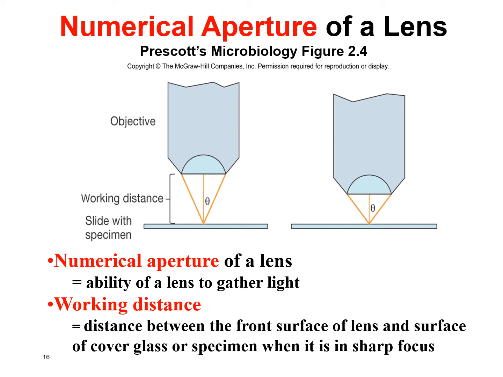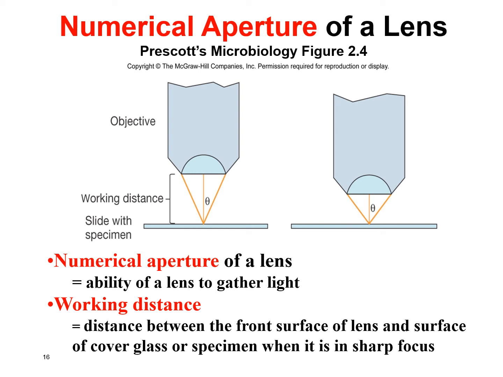Okay, so what is the numerical aperture of a lens? This is defined as the ability of a lens to gather light. So the lens on the left has a smaller numerical aperture. It's not able to gather as much light that is shining up through the specimen from the bottom.